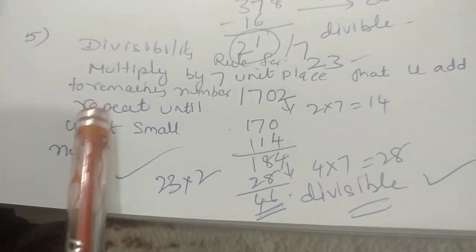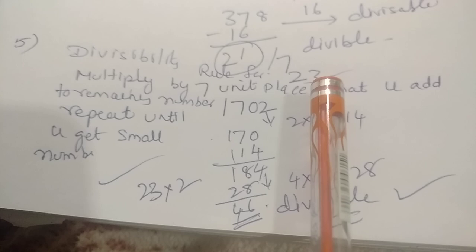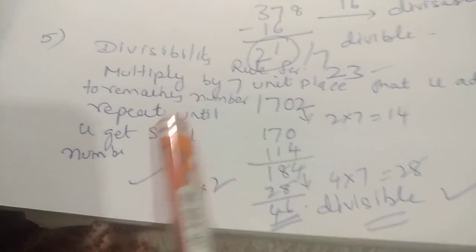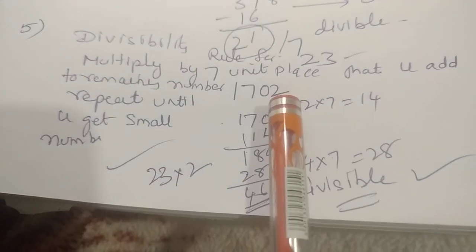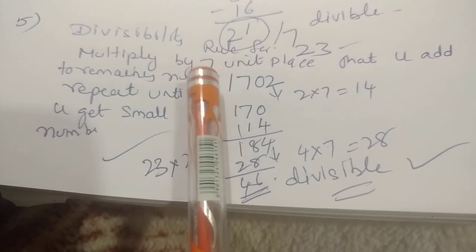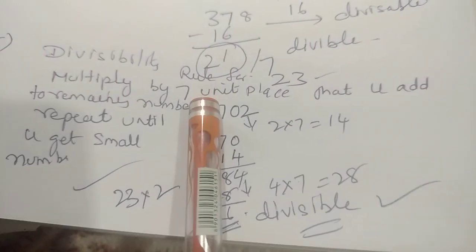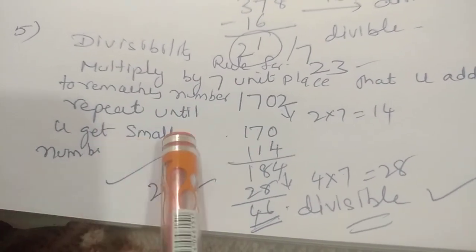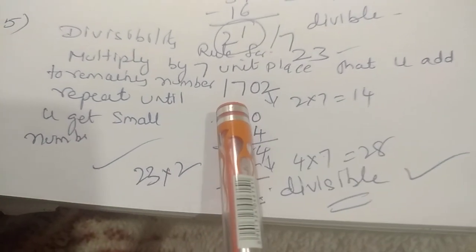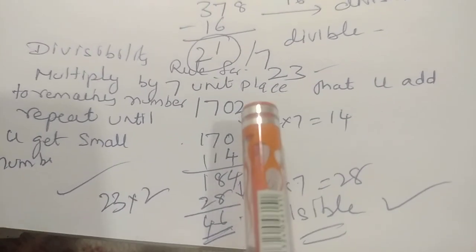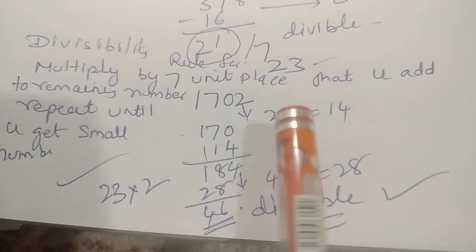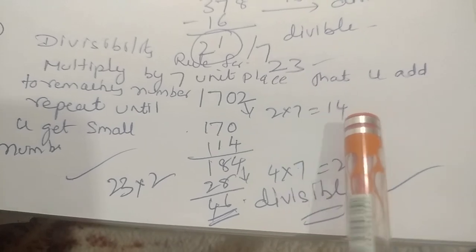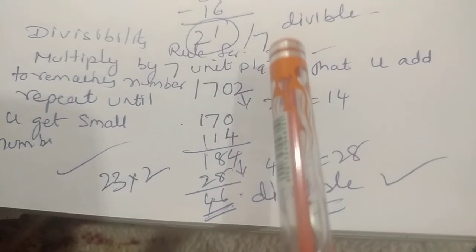Next is the divisibility test for 23. First multiply the units place by 7, then add it to the remaining numbers, and repeat until you get a small number. Say 1702: take the 2 and multiply it by 7, always 7, so 2 into 7 is 14.